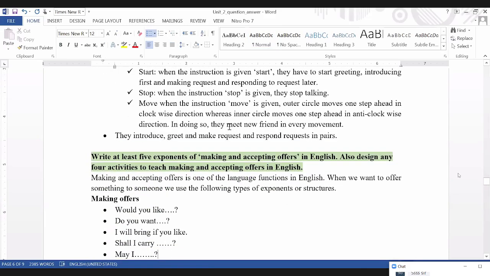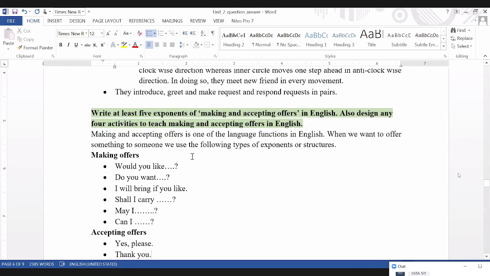The question is like this. Write at least 5 exponents of making and accepting offers in English. Also design any 4 activities to teach making and accepting offers in English. This is one question, just to practice. I have written a possible answer like this.